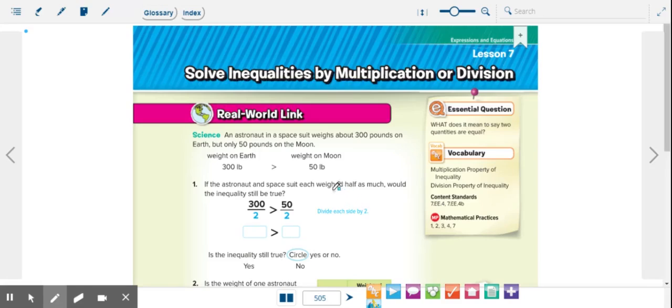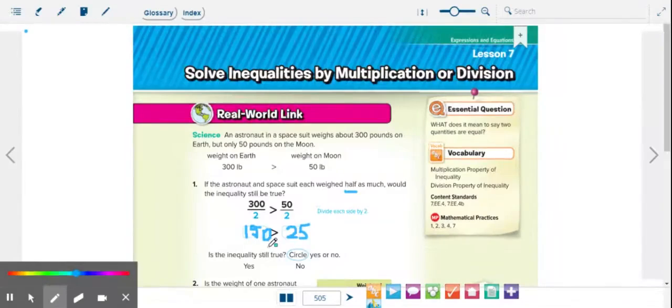So since it is asking if it weighed half as much, we need to take half of both of the numbers. So we are going to divide each side by 2. 300 divided by 2 is 150. And 50 divided by 2 is 25. So the answer to this inequality would be 150 is greater than 25, so this inequality is still true.